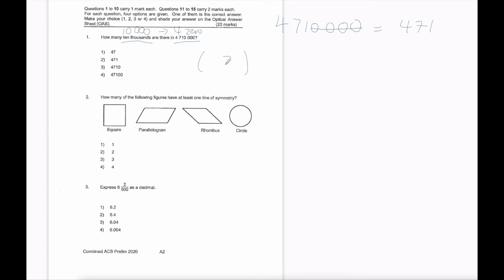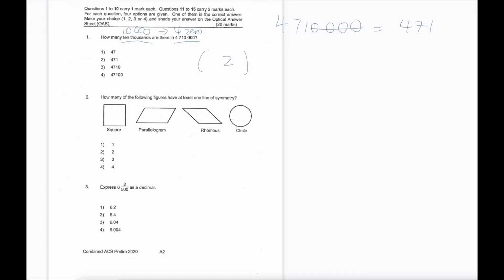So this is a trick for those who don't know. Same thing, if they ask you to find out how many thousands there are in this number, thousands has 3 zeros, so I cancel away 3 zeros, and this will be my answer. It's kind of a trick or shortcut if you guys don't know, but let's just move on to the next question. How many of the following figures have at least one line of symmetry?